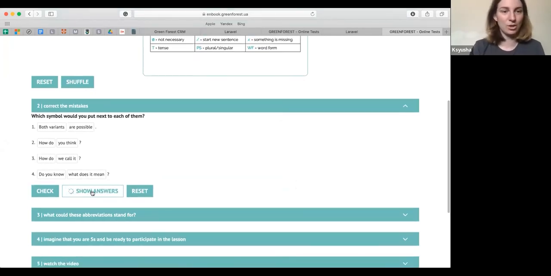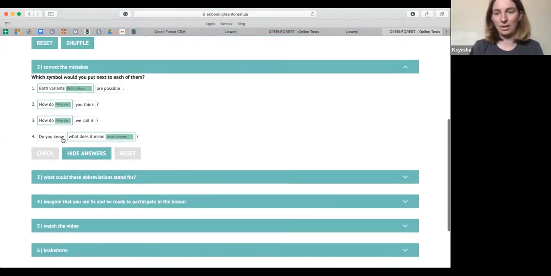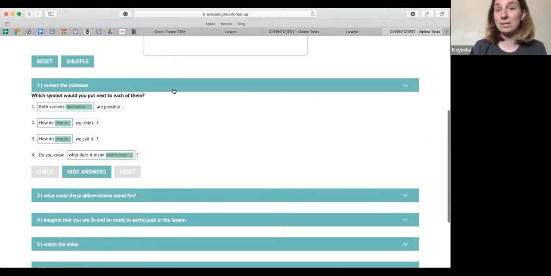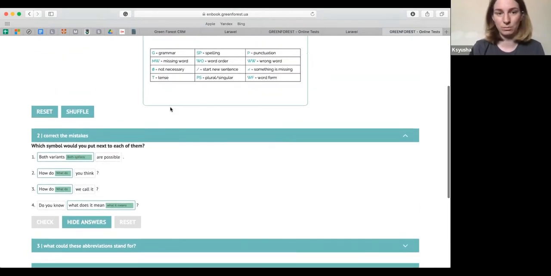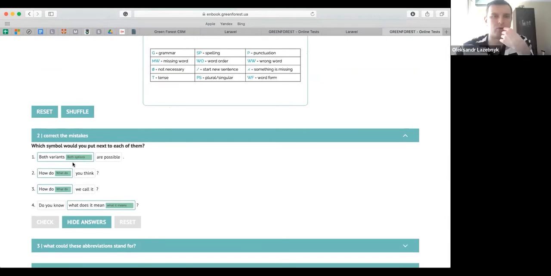All right, I guess I can show the answers. I'm pretty sure that everybody corrected everything and everything was fine. Yep. So let's discuss what types of mistakes these are. So the first one, what symbol will you use? Maybe wrong word. Okay, good. What about number 2 and number 3? They're actually similar. Maybe again wrong word, because both how and what are question words here. Okay, right. And last one?